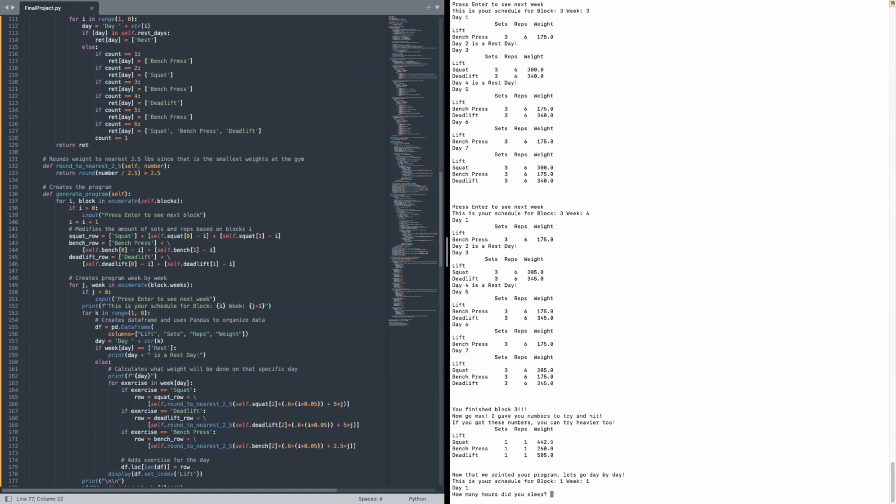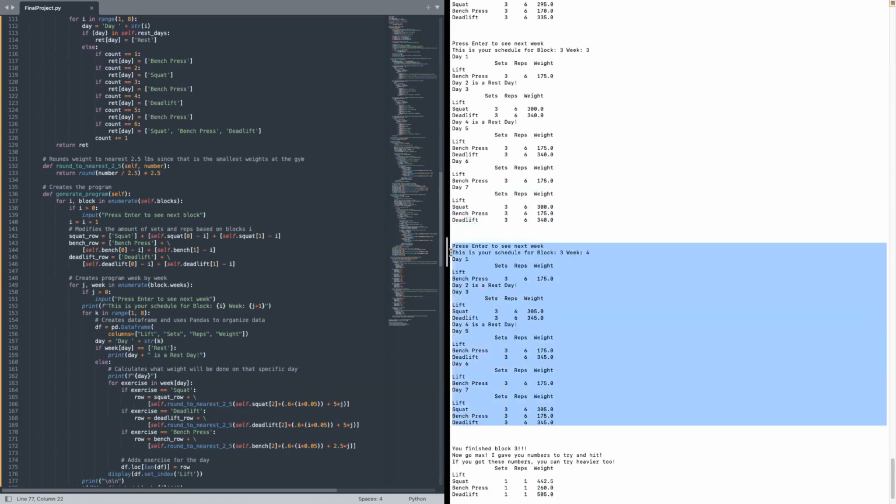So now we go to week 4. Now the program has ended because I finished all 3 blocks that I wanted. So now I ask the user to go max. I gave them numbers that they can try to hit, and this is based on how many blocks they have used. And basically, I went week to week so that the user isn't overwhelmed by information, instead of printing all 3 blocks and all 4 weeks for each block.